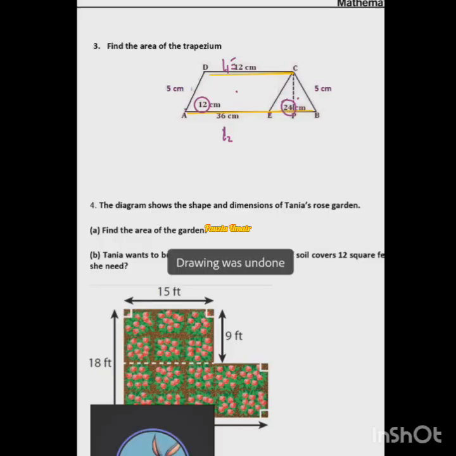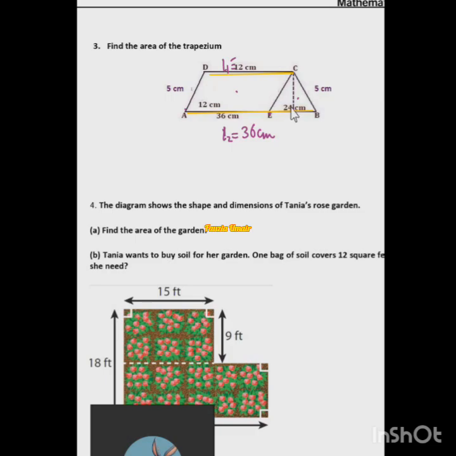No, ma'am, 12 centimeter is the length of AE and AB is 36 centimeter. All right. So this is 36 centimeter. Okay. And this 24 is what then? Ma'am, this is the height. All right. The height is equal to 24 centimeter. So now we can simply apply the formula. What is the formula for the area of a trapezium?